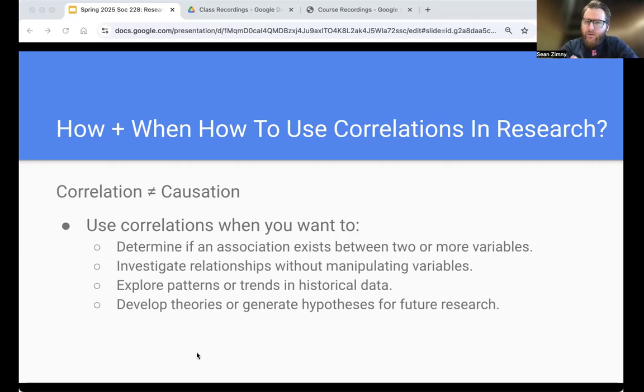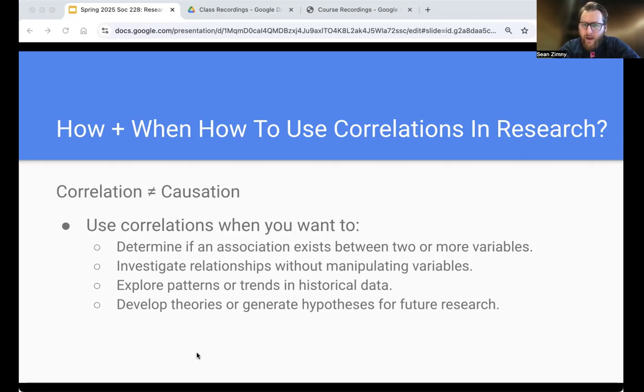Again, correlations do not equate to causation, but we want to make sure that we are using correlations. There are 4 items up there. 1, when we want to determine if an association exists between 2 or more variables. 2, investigate relationships without manipulating those variables. So it's not an experiment. We're looking at how they currently exist, and correlations currently in data we have.